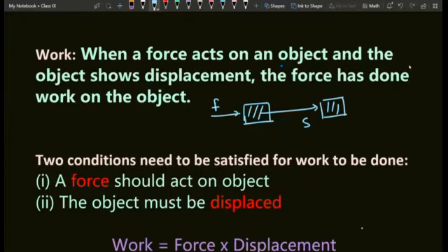That means if there is no displacement, suppose the displacement is zero, and a force is continuously applied on an object but there is no displacement, then the work done is zero. There should be a force and there should be a displacement, then the work is said to be done on that object.